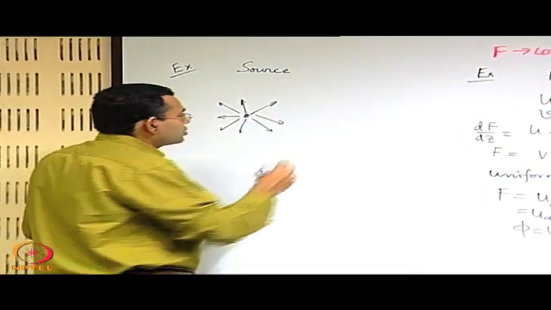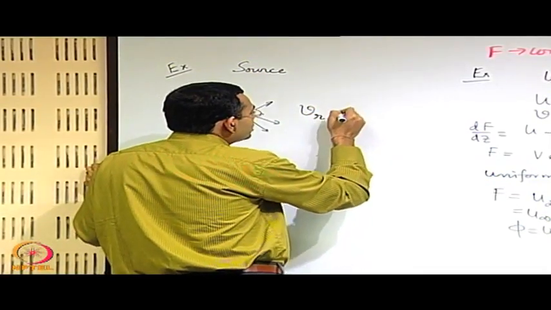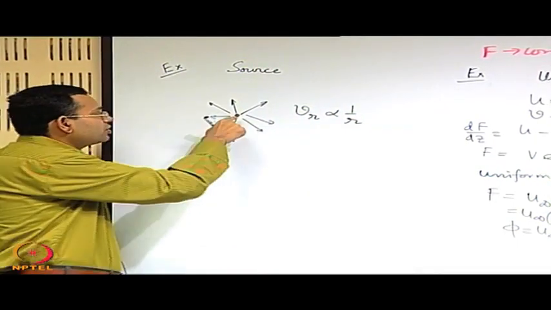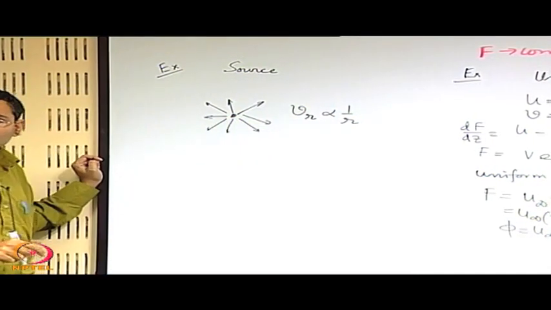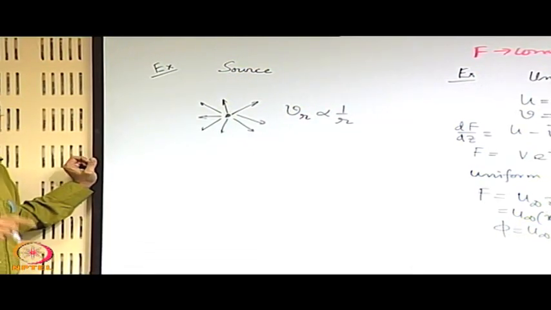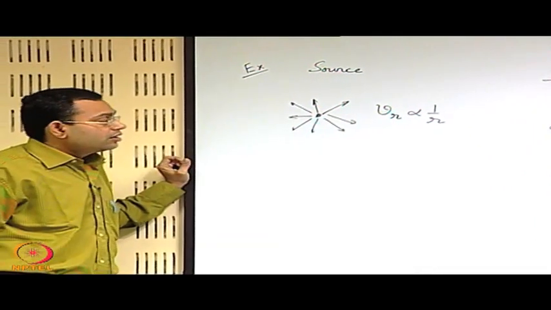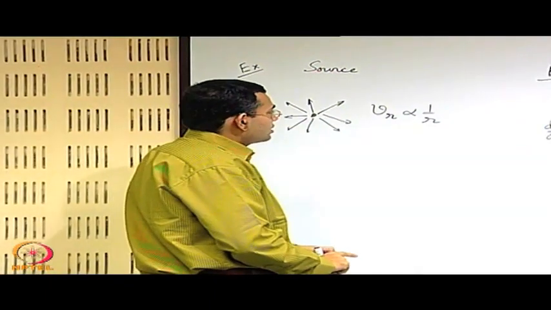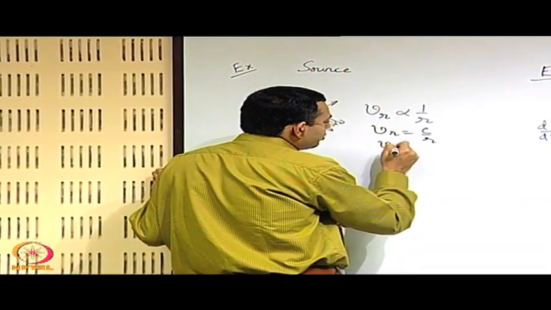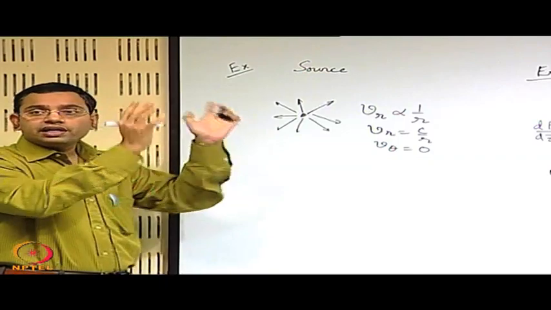Just imagine it like that, so that the velocity component Vr is inversely proportional to the radial location. That means at r equal to 0, Vr theoretically tends to infinity, and therefore r equal to 0 is like a singularity point that we have to understand. Now let us say that Vr is equal to c by r and V theta equal to 0. So this is a pure radial flow.